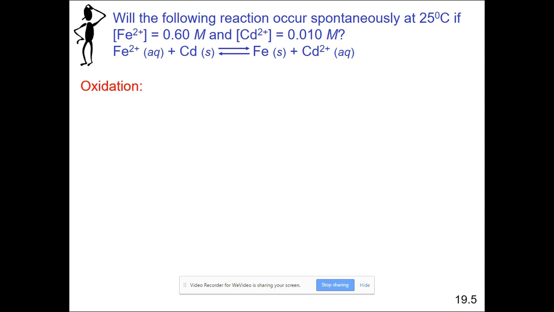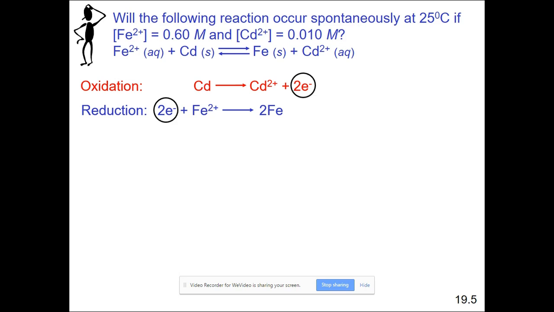The oxidation occurs when our cadmium loses 2 electrons to become cadmium 2+. The reduction occurs when our Fe2+ gains 2 electrons to form Fe. Now, we are losing 2 moles of electrons in the oxidation process and gaining 2 moles of electrons in the reduction process. Those are the same 2 moles of electrons. The 2 moles of electrons that are lost are the 2 moles of electrons that are gained. And therefore, for this process, the value of n, the number of moles of electrons transferred, is 2.